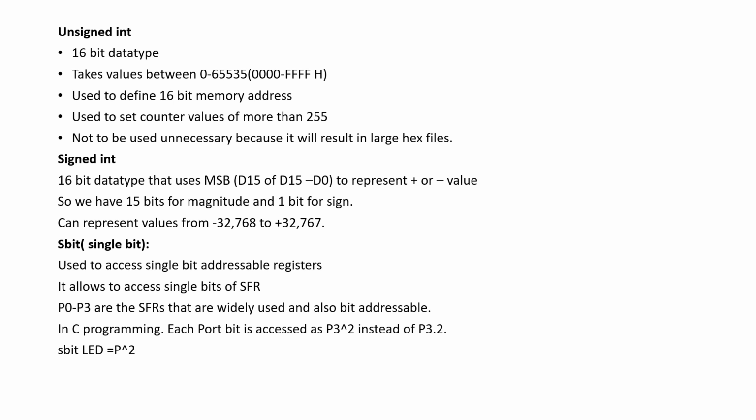Now signed int. Here 1 bit, that is the MSB, is used to represent the sign, that is plus or minus. So we can represent positive values and negative values using signed integer. So we have 15 bits for magnitude and 1 bit for sign, and you can see the range.